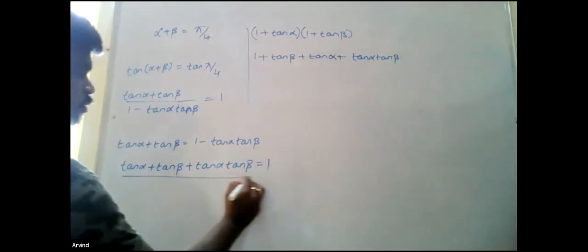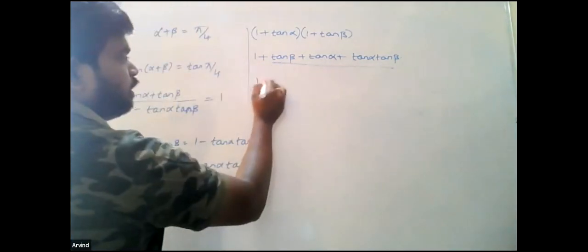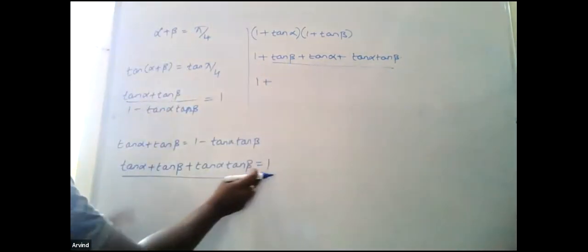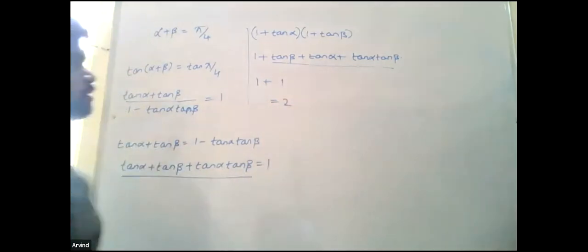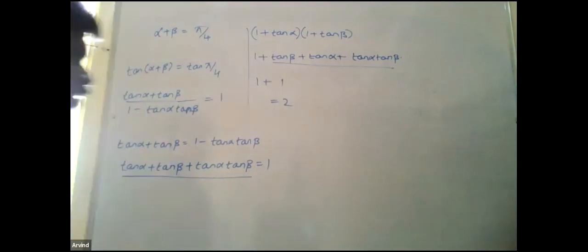And this value is 1, meaning this entire thing is 1. Already 1 is there. So 1 plus 1 is 2. So 2 is the correct answer. So you have to be quick enough. Either you can take a screenshot or you can note it down. Later you can try it. Okay.